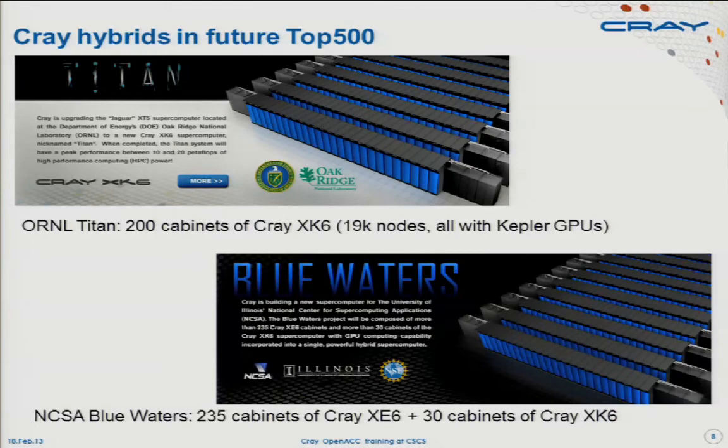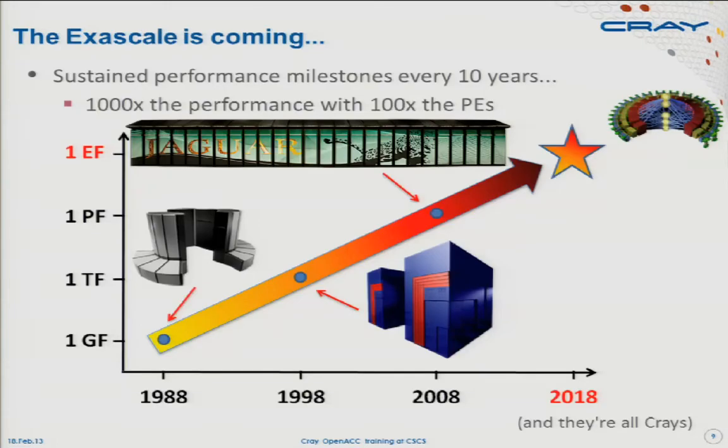So I've already mentioned these 2 large systems. Why do we care about GPUs? We care about GPUs for 2 reasons. One is that we've got them now. And they're a good way to accelerate codes that are suitable for them.